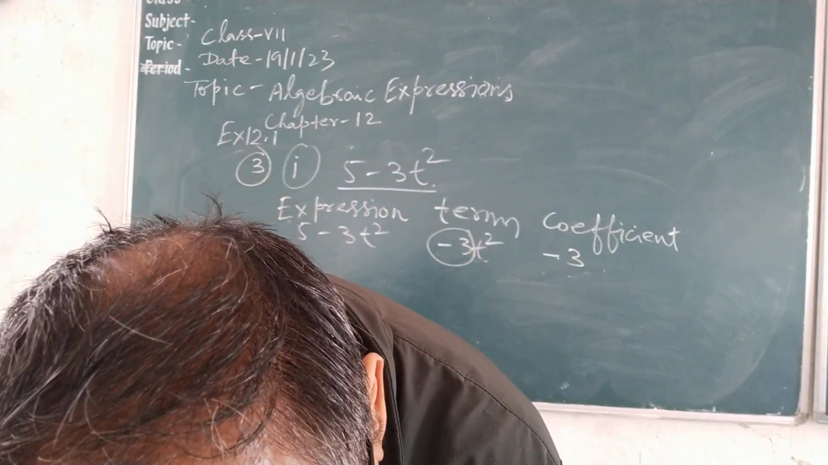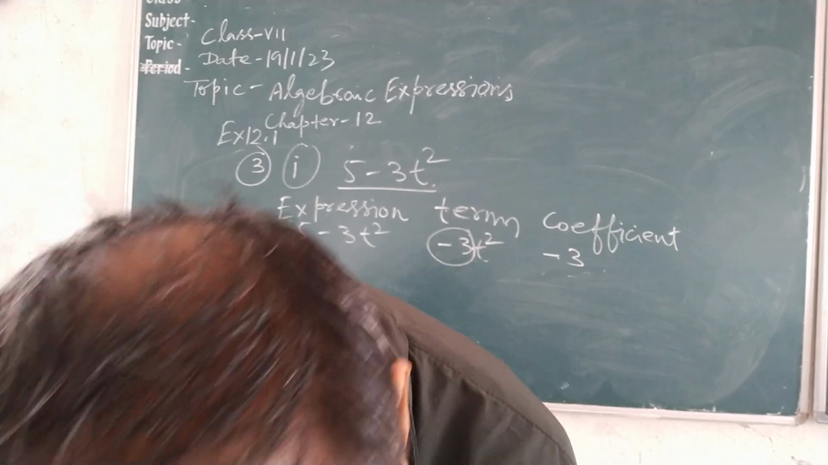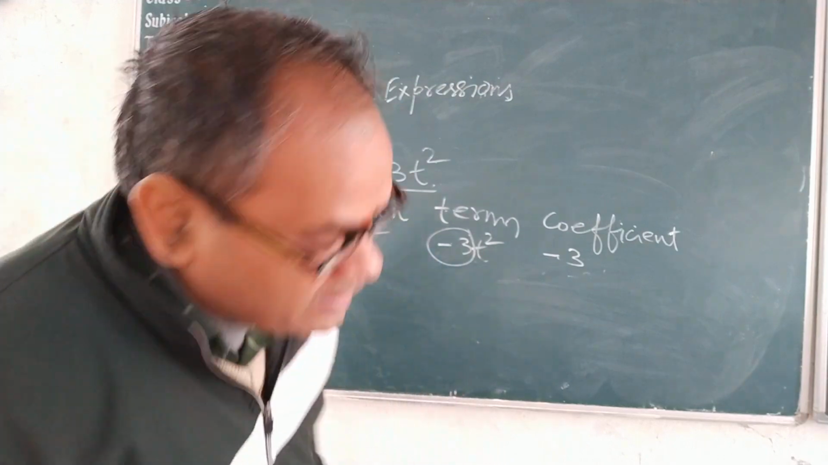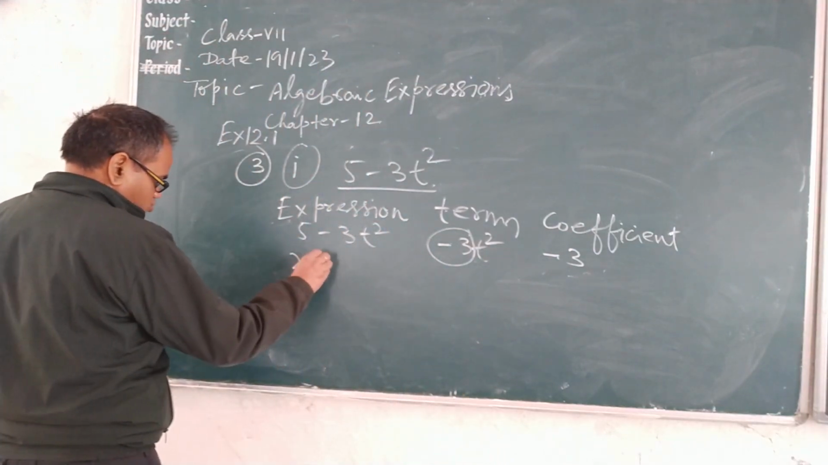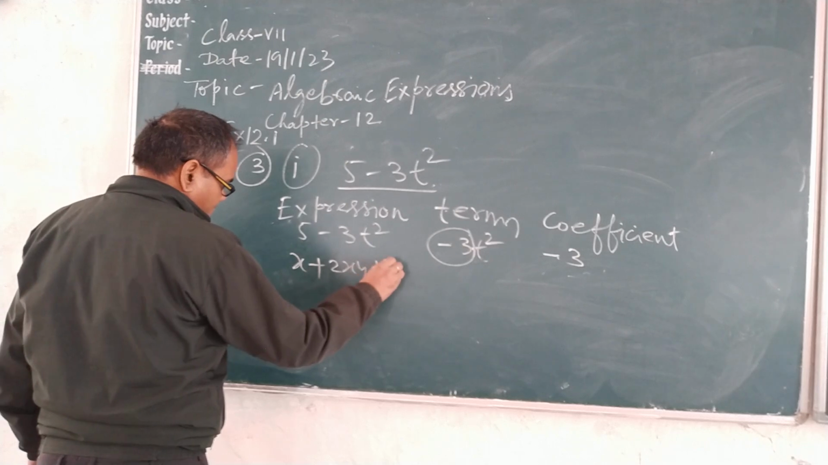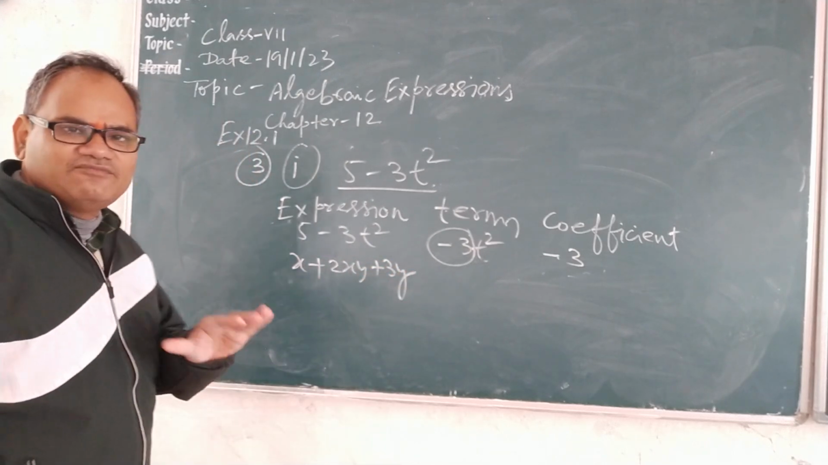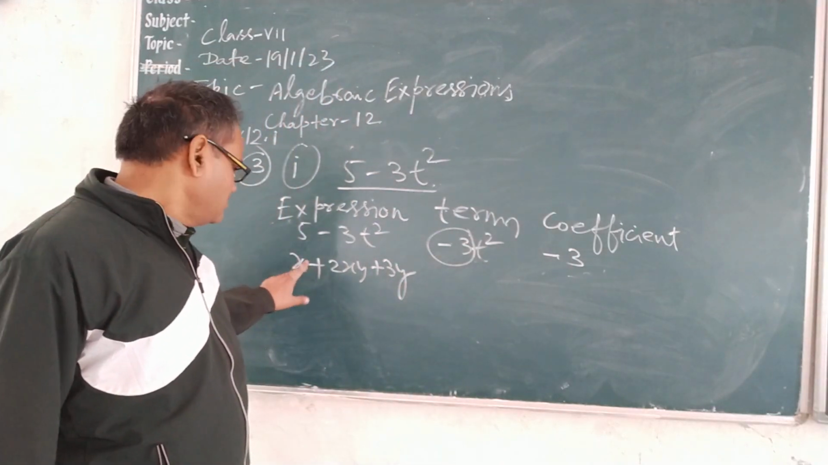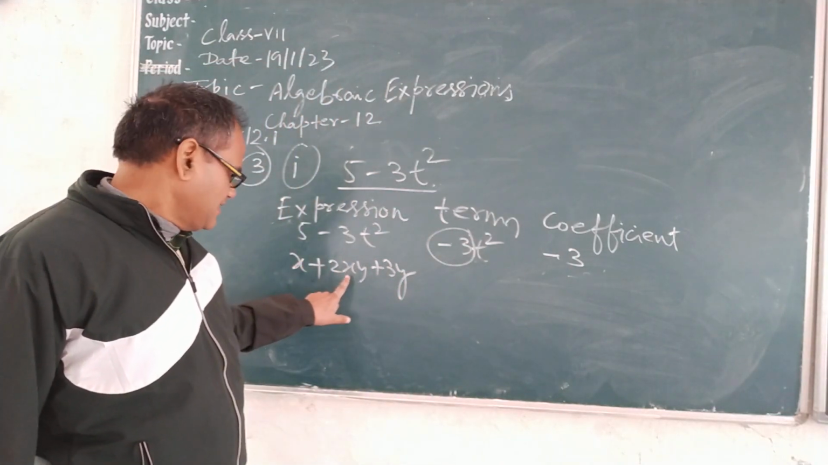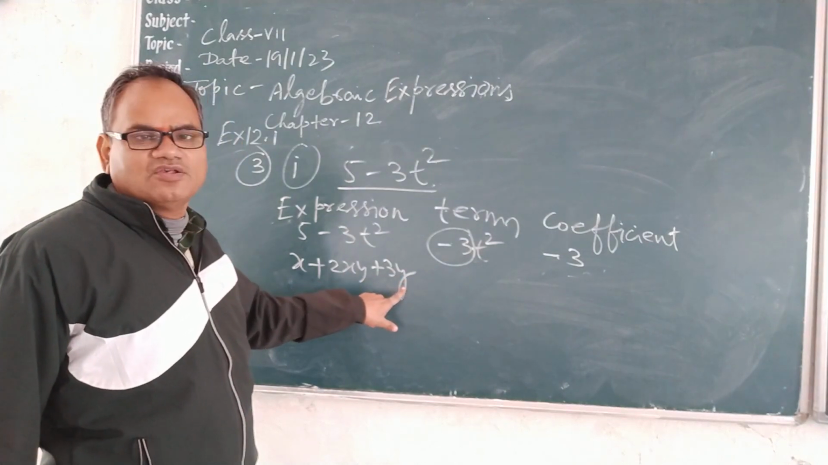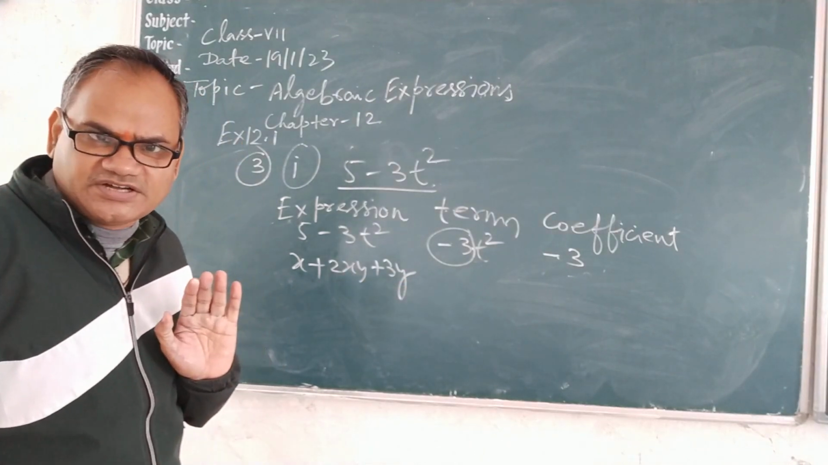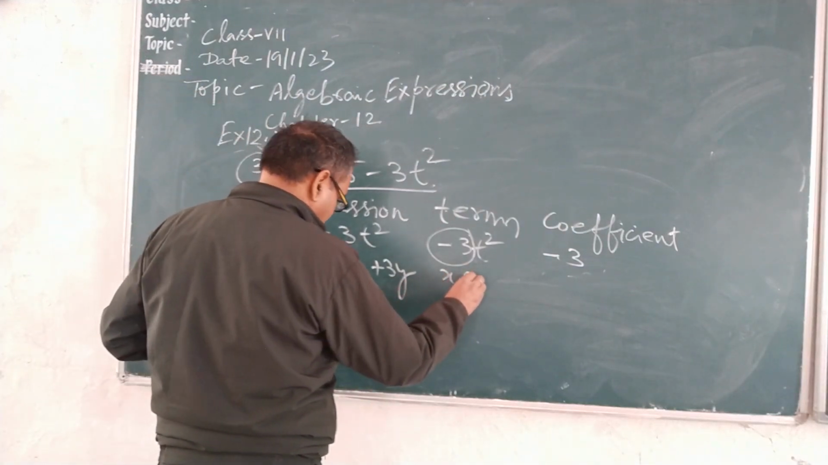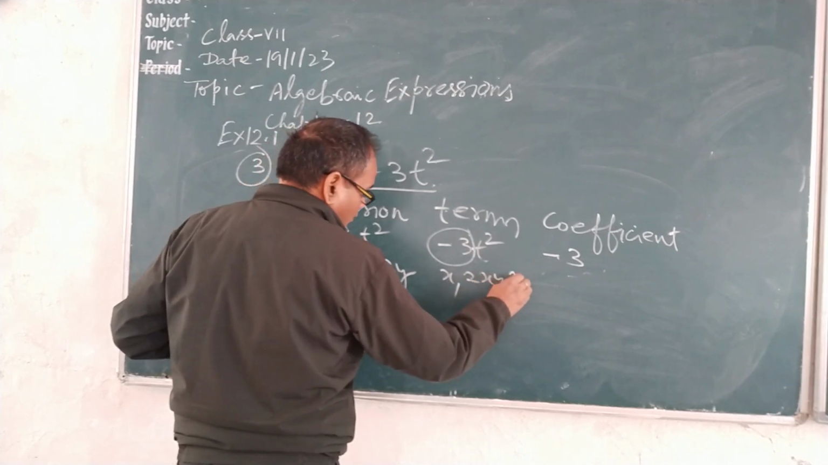One more question. Look here. Third. What is your expression? X plus 2xy plus 3y. Now, here you have no constant given. This x is not constant. It is variable. 2xy is also variable, and 3y, or y, is also variable. So it doesn't contain any constant terms. So it means you have to write here x, comma, 2xy, comma, 3y.